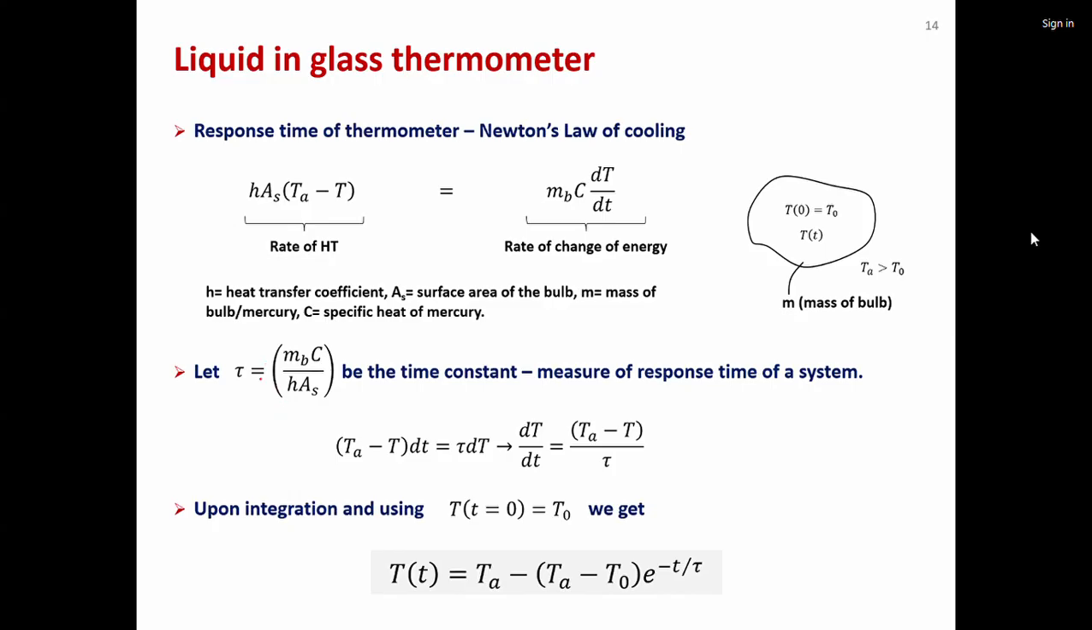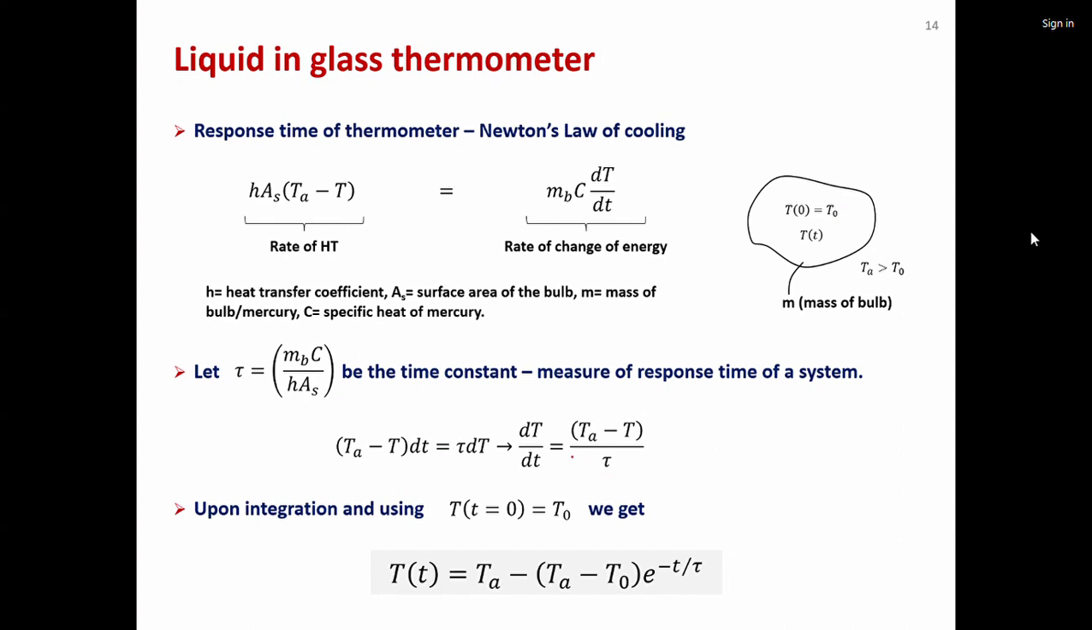So one can define the time constant tau as the ratio of the product of mass times specific heat divided by the heat transfer coefficient times area. And once we say that this is the time constant, this actually is a measure of the response of a system.